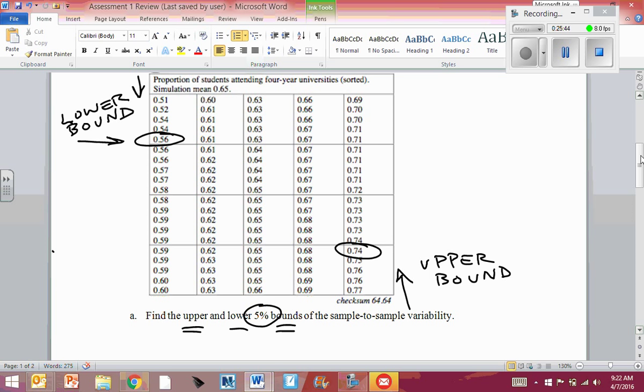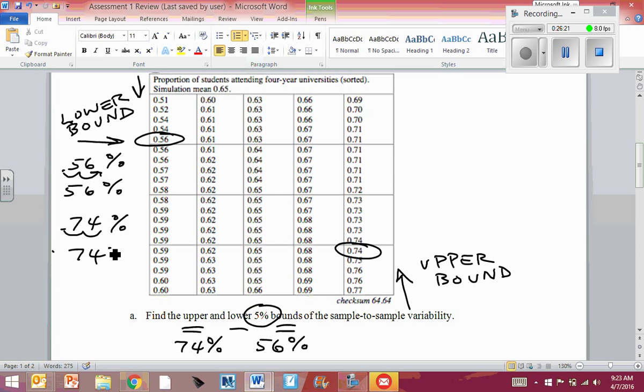The lower bound, you are going to be 56. I'll just put in the percent right away. And the other guy, the upper bound, you're going to be 74%. Let me put the 0.56 to remind someone why it turns into 56. And then the other guy, of course, same thing. And those two, they go there.